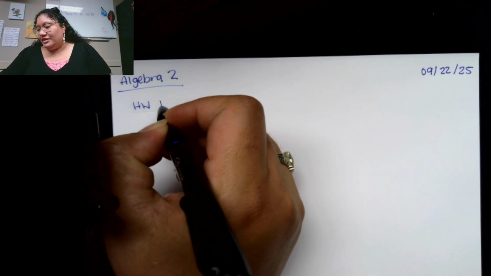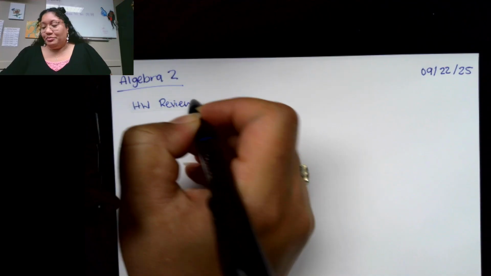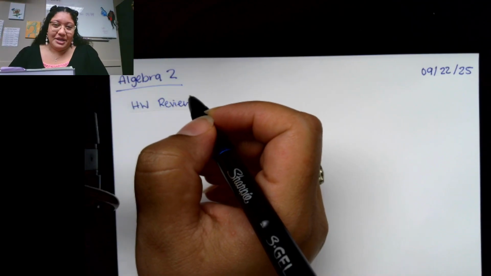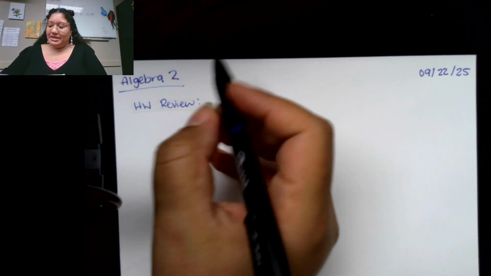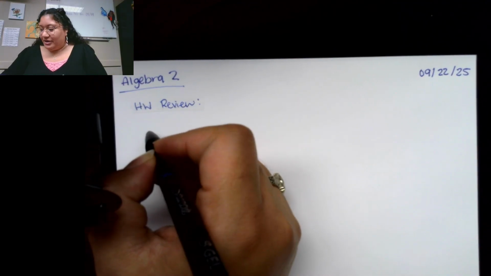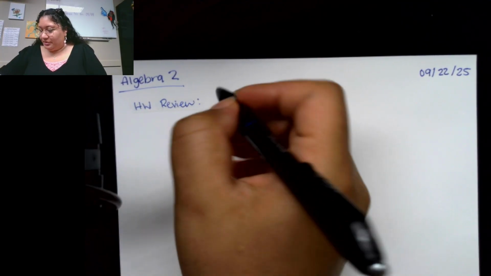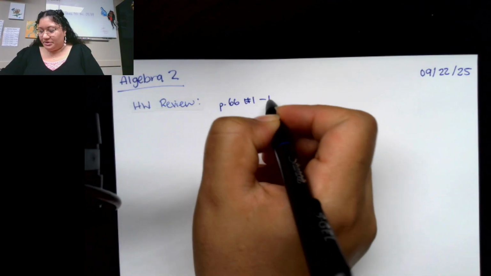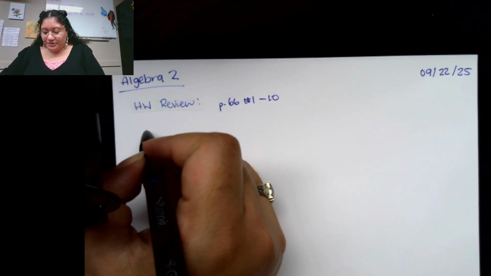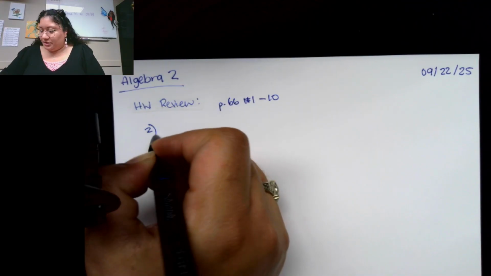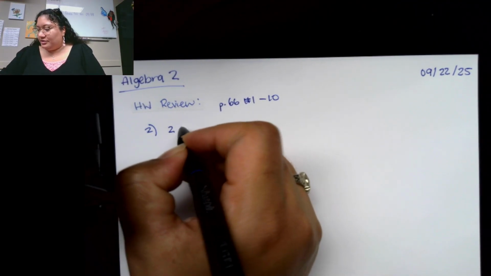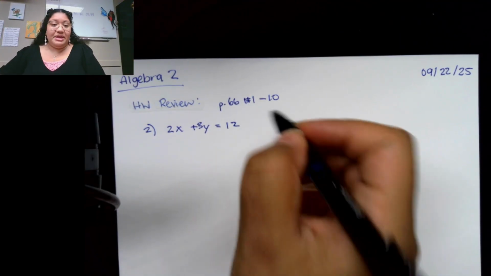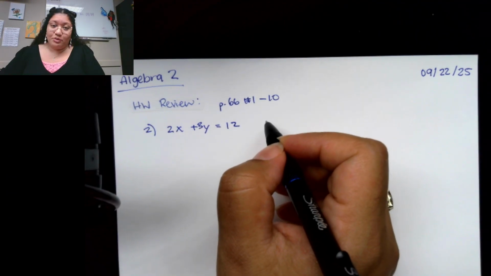Okay. Obviously, I cannot ask you all what problems you had the most challenges with. So I'm going to choose 3 from the previous night's homework, and let's see if you get them right. You had page 66, numbers 1 through 10. So let me do number 2. It says 2x plus 3y equals 12, and you're being asked to solve for the x and the y-intercept.